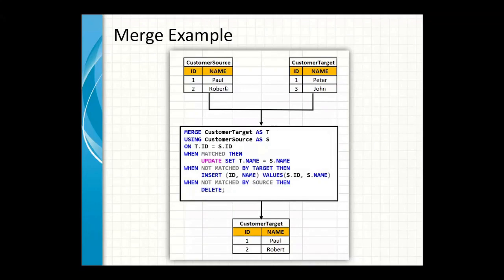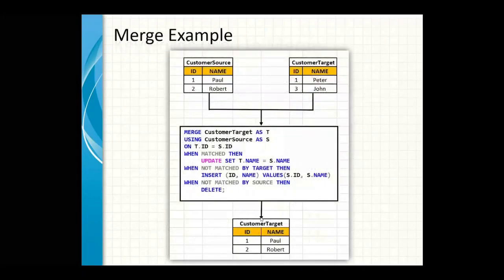When rows match between the two tables, we want to perform an update. If you look at the data in the tables here, in both the tables we have a record with ID 1. So those rows match up and we want to perform an update. We want to update 1 Peter to 1 Paul. When the rows don't match by source, that means the record is present only in the target table. Here, 3 John is present only in the target table and it's not in the source table, so I want to delete it from the target table. And when the record is present only in the source table, which is Robert with ID 2, we want to insert that record into the customer target table.